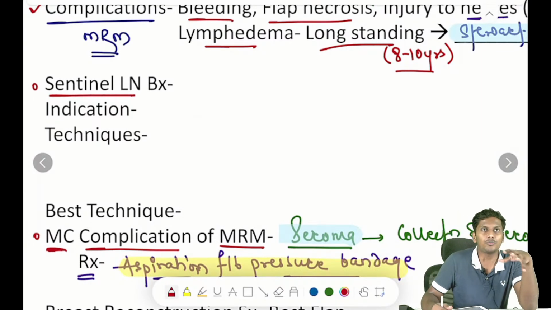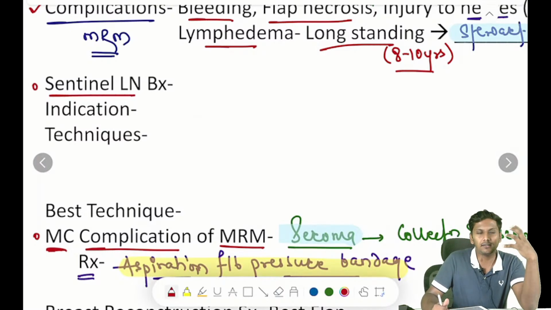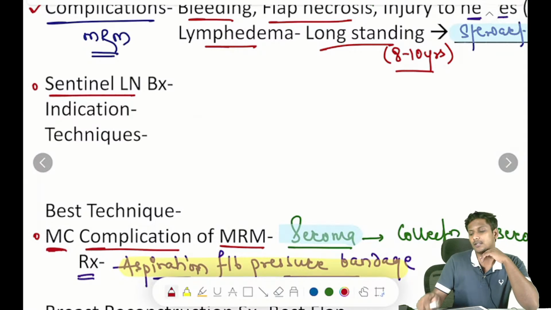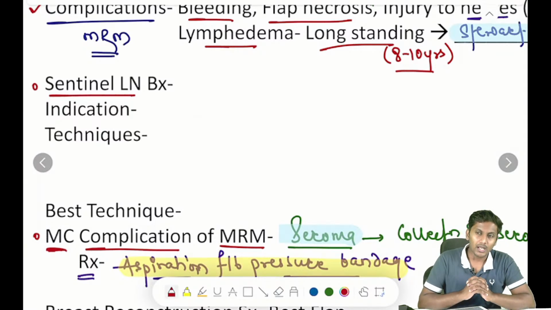This sentinel lymph node biopsy was usually started for penile cancer, and that was done by a surgeon named Cabana. Therefore, this sentinel lymph node biopsy for penile cancer is known as a Cabana's procedure as well. ठीक है? क्यों करे जाते हैं sentinel lymph node biopsy? For example, what did I tell you?